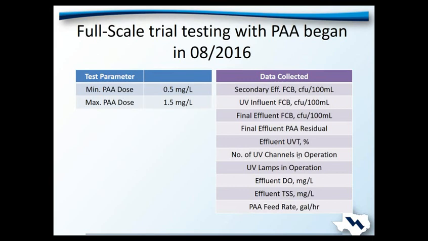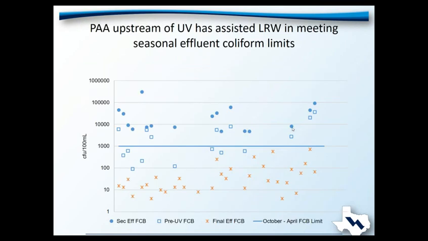And of course, along with the UV operating parameters, there's quite a bit of secondary effluent fecal coliform data, as well as final effluent fecal coliform data that was collected for this project. So I'll dive into some of that to share with you some of the results of this full-scale trial. What we're seeing is that over the last year or so of this full-scale trial, PAA upstream of the UV has assisted Little Rock Water Reclamation Authority in meeting their seasonal effluent coliform limits.